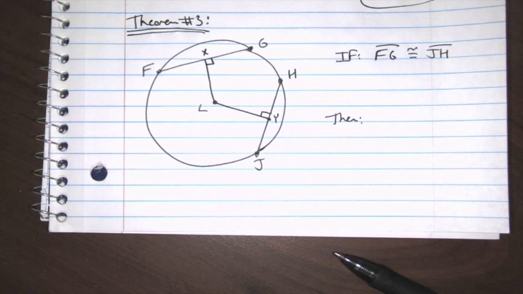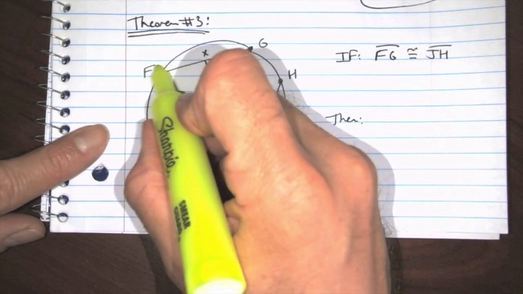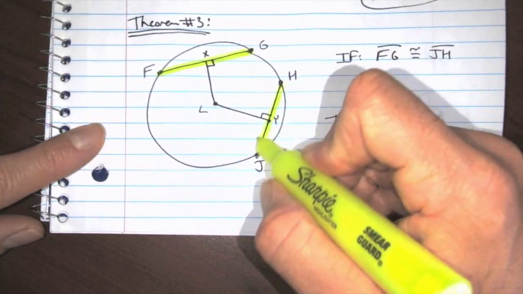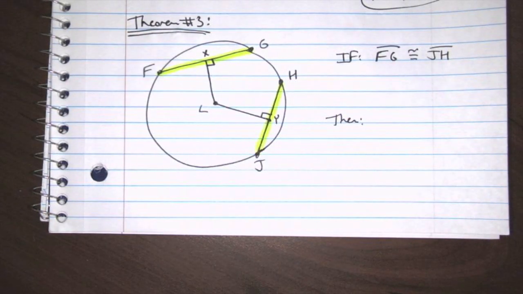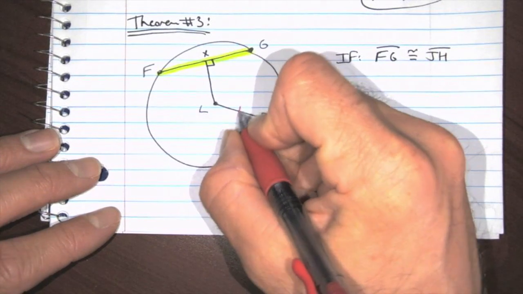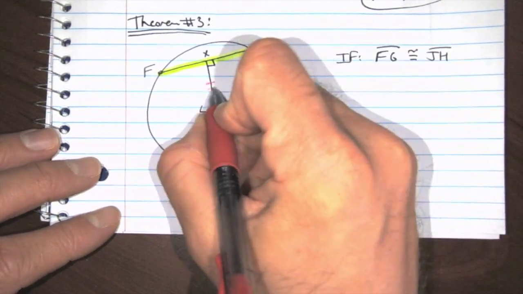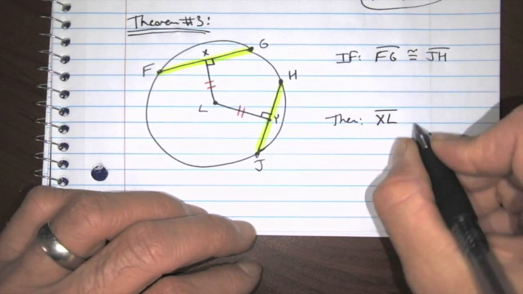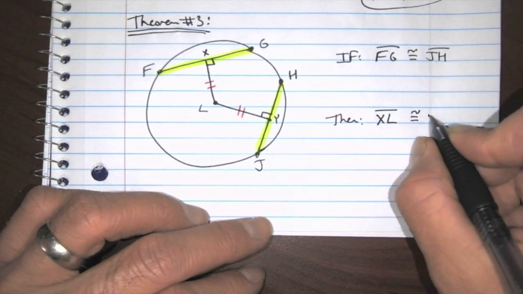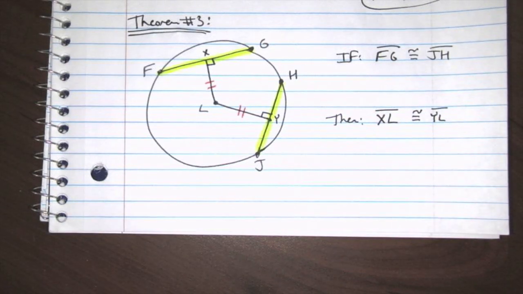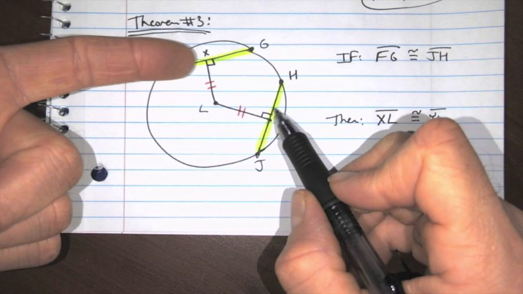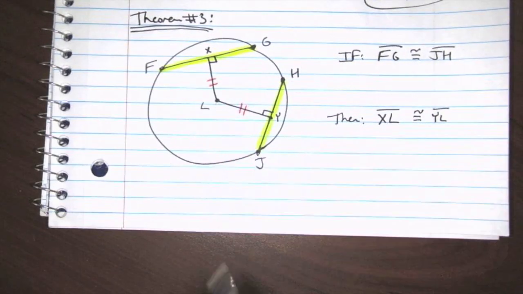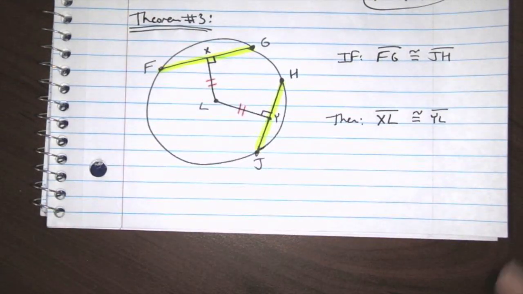let's slow it down a little bit. Make sure we're all looking at the same thing. If these two chords are exactly the same, then what this theorem says is these two perpendicular distances to the center have to be the same. Then XL has to be congruent to YL. Nothing fancy. If these two chords are the same, perpendicular distance to the center, these two pieces have to be the same. That's your third and final theorem.